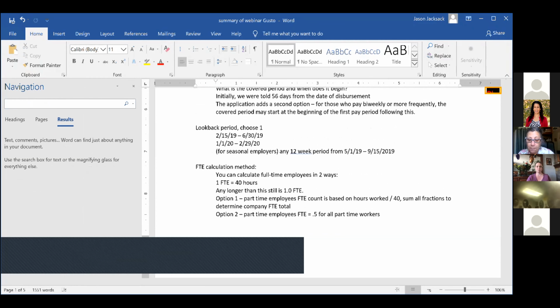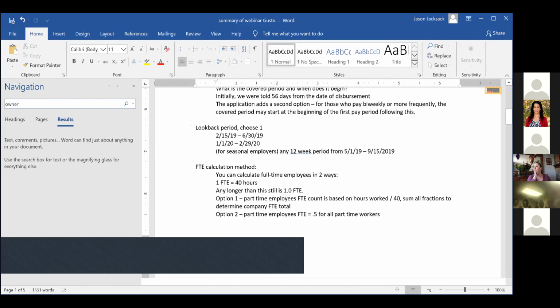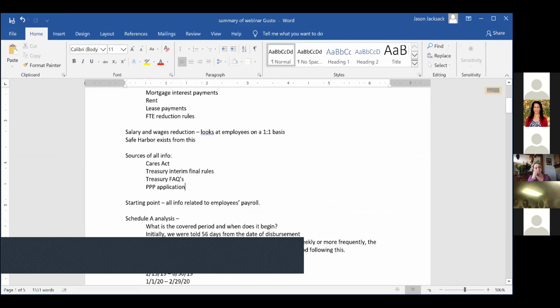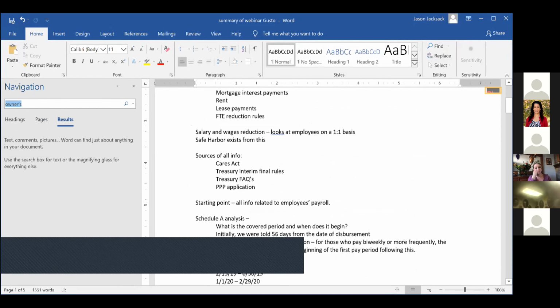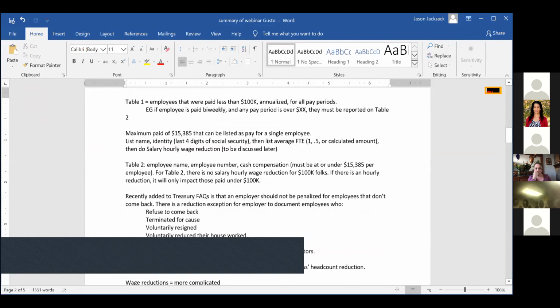But one of the things that I do want to add is when you're going to the owner's compensation, you can't use any amount over $15,385. That is the maximum amount that you can use for an owner employee, for any individual amount that you're talking about. And that's for general partners or owner employees.